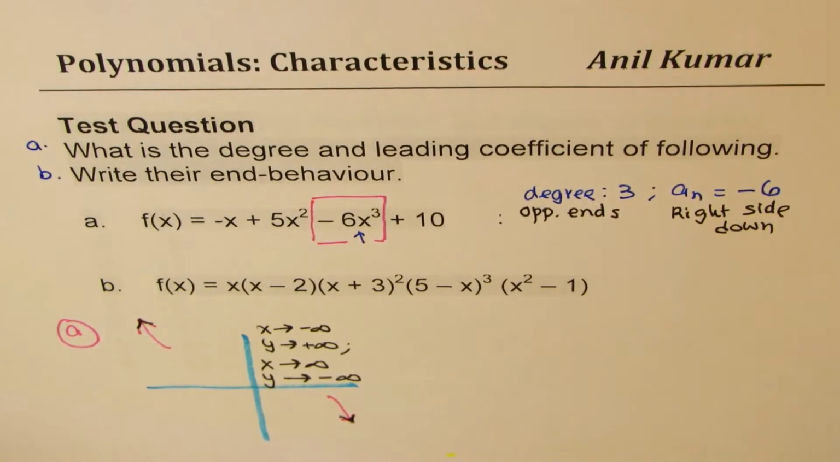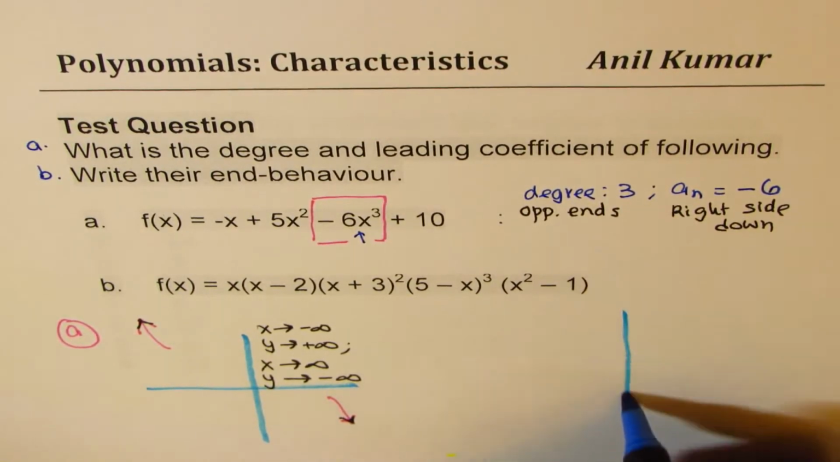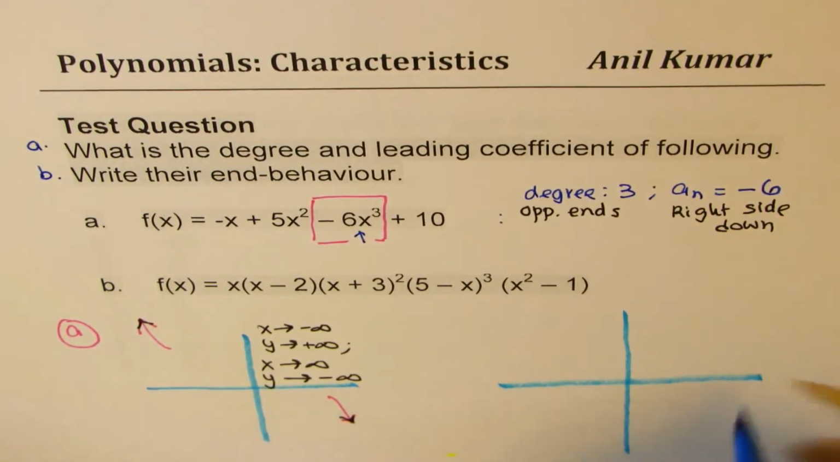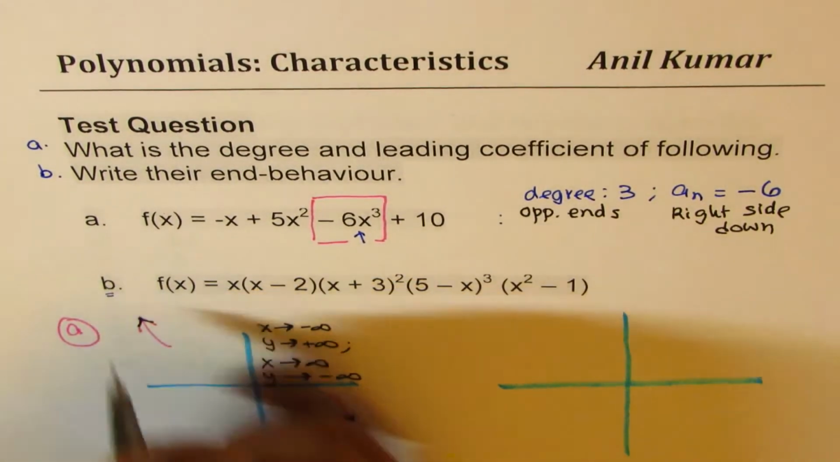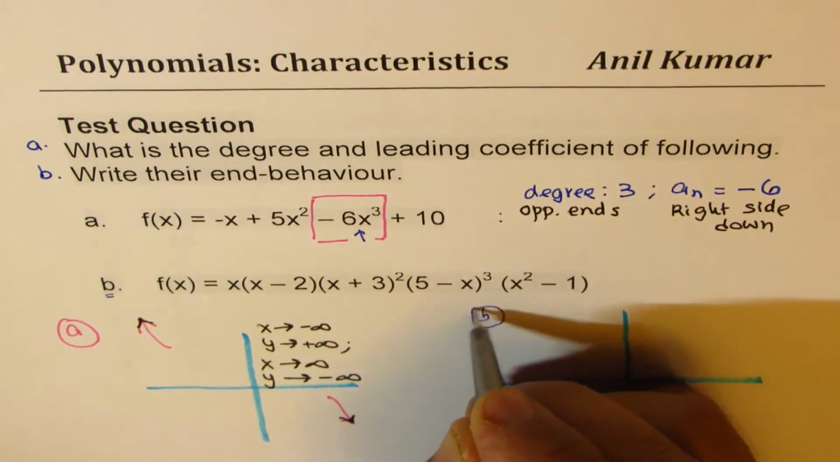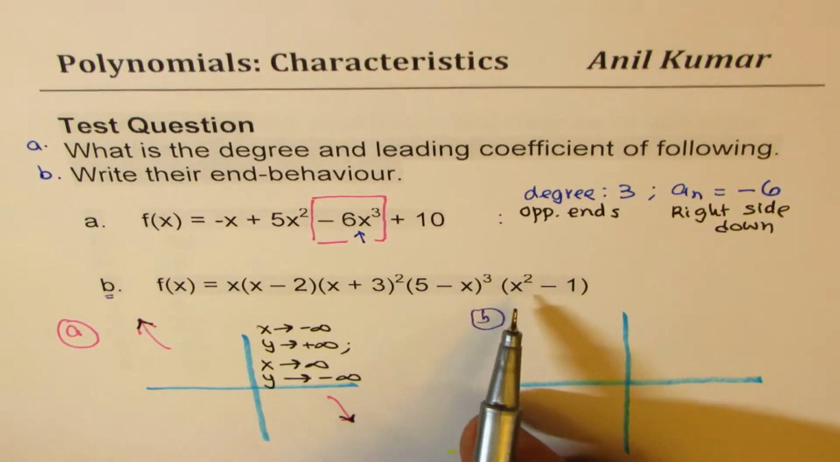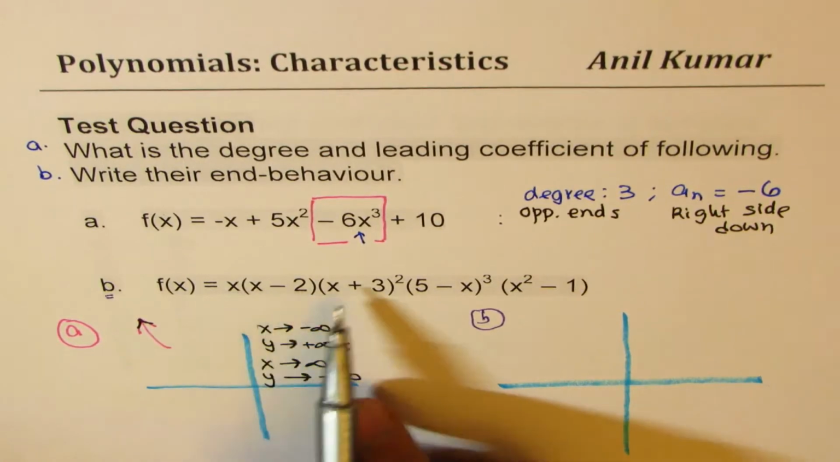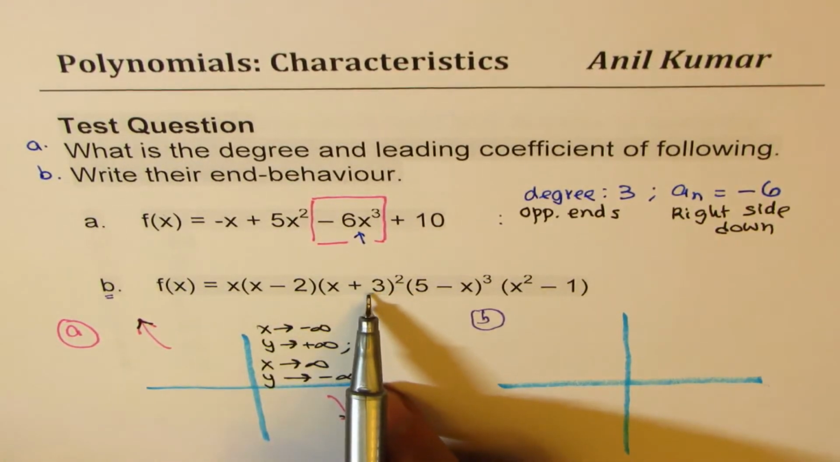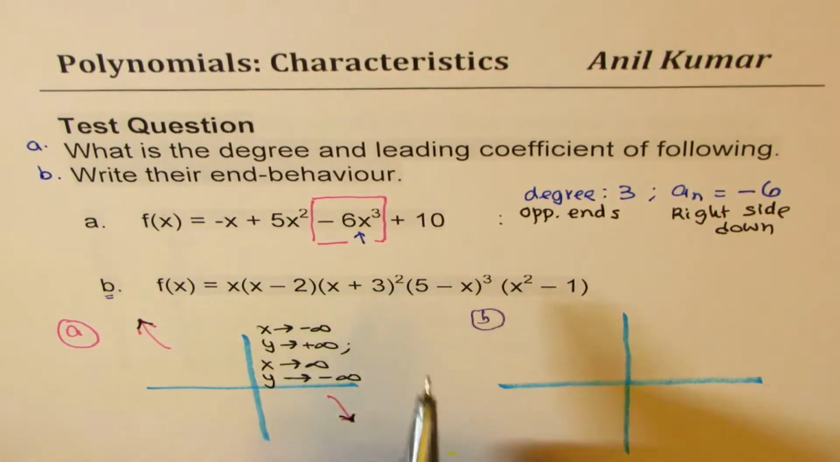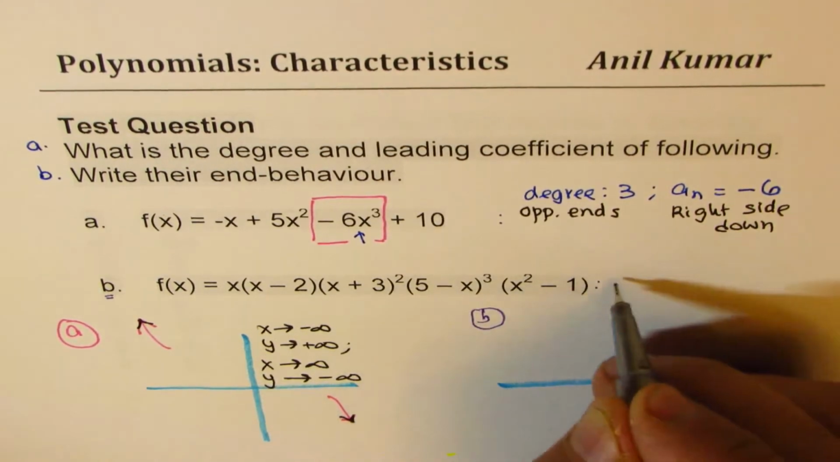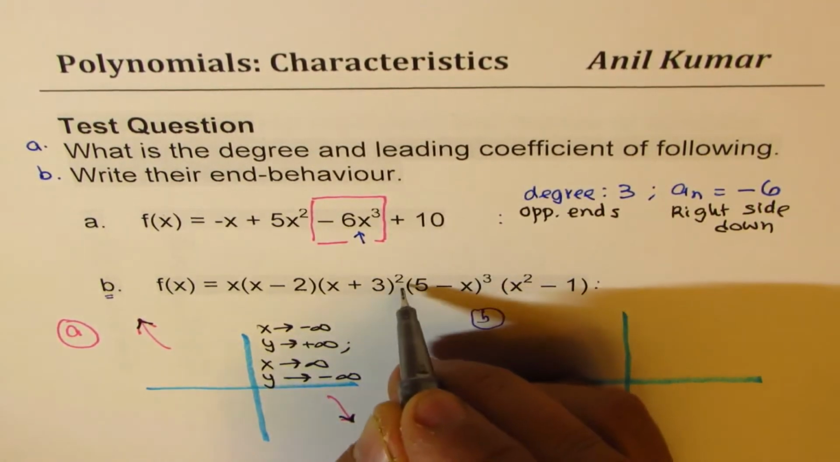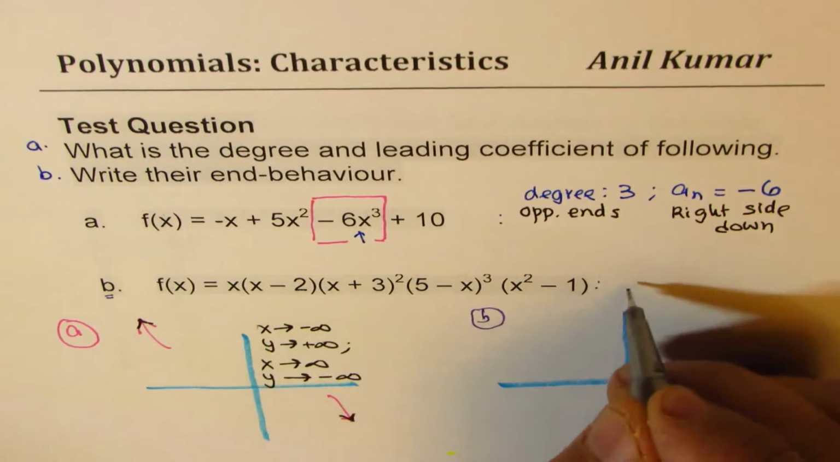Okay, now let's take up part B. So I hope you find it simple and useful. Now in part B, let me write here, what is the degree? How do you count degree when the function is given in factored form? You have to add them up, apply exponent rules. When you multiply, add the exponents. So the degree is 2 plus 3, 5, 5 plus 2, 7, 8, and 1, 9, right?